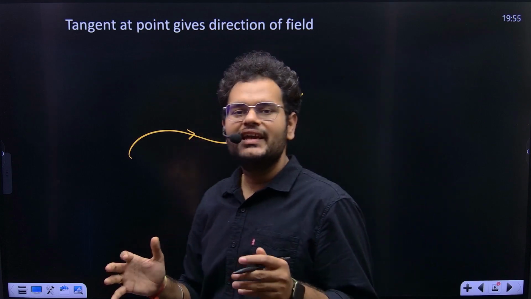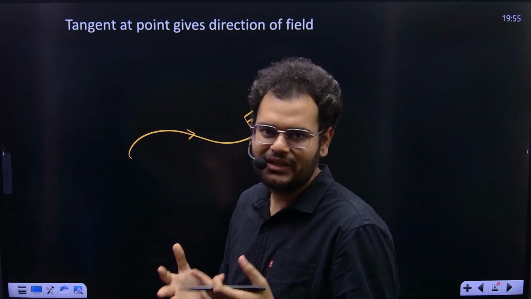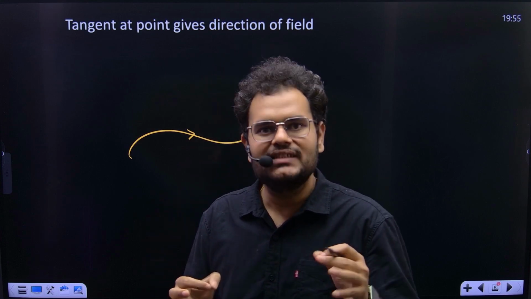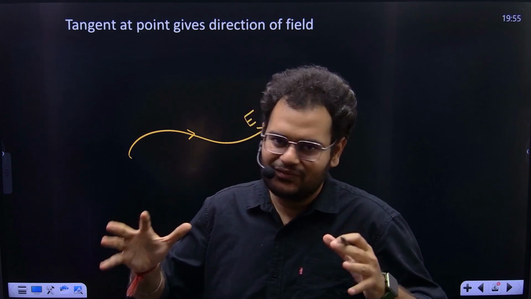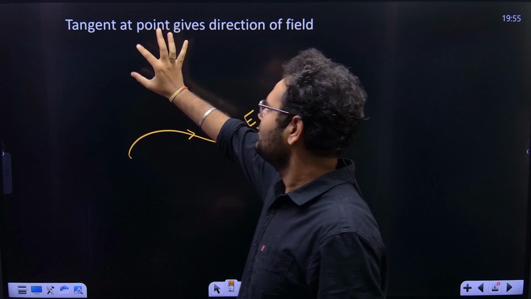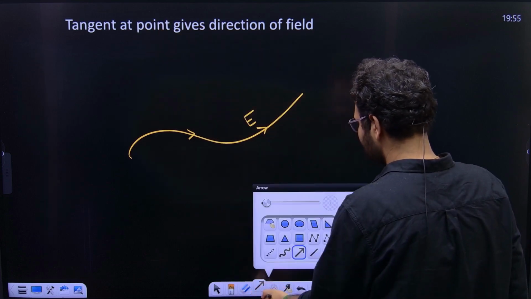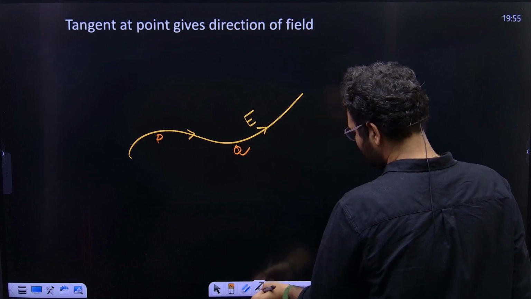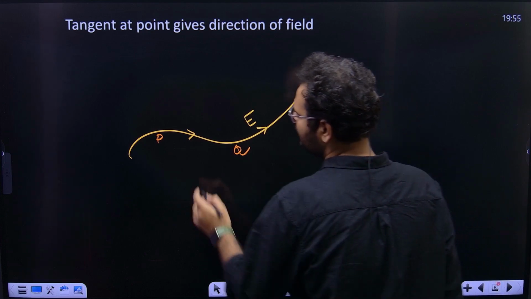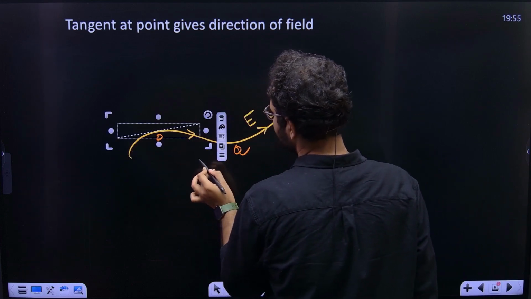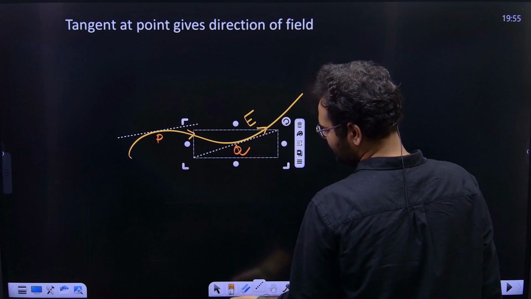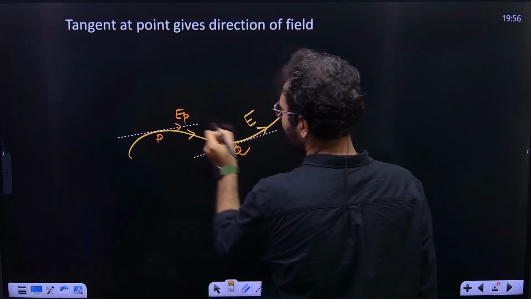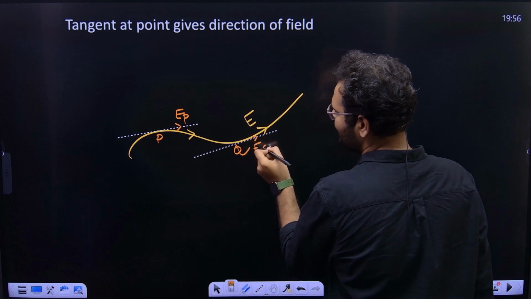How to determine direction? Okay, the second property, that is the first property only. First, what we have seen: for a positive charge the electric field is outward, for a negative charge the electric field is inward. Then how to determine direction? So simple. Suppose I have to determine direction at, let us say, points P and Q. So simply what I will do is I will draw a tangent at this point, this is one tangent and this is another tangent, and I will say this is the electric field at point P and this is the electric field at point Q.